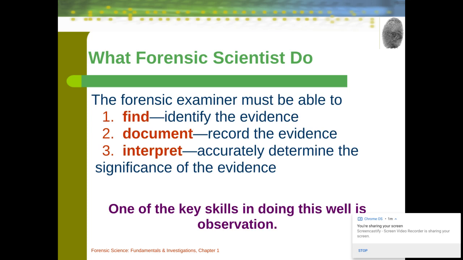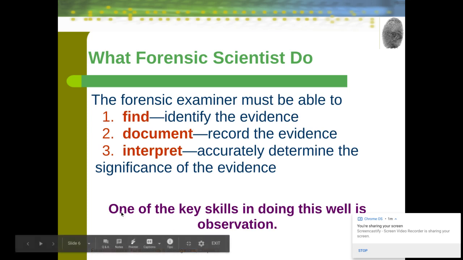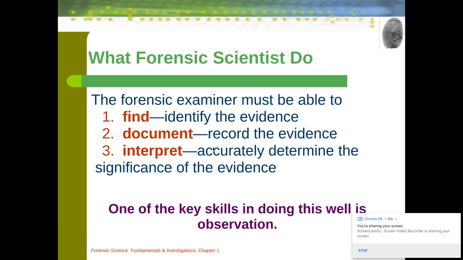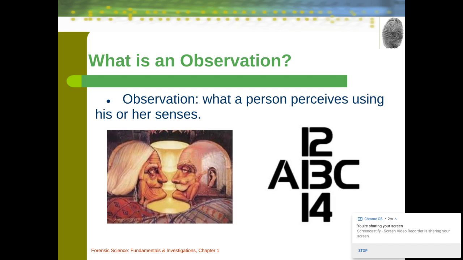So, a forensic examiner must be able to find and identify evidence, document it, that is extremely important, and then interpret it. So, what does it mean? What significance does it have? Documentation is key. If you don't document it, it did not happen. You didn't find it. That piece didn't exist. So, first, let's talk a little bit about observation.